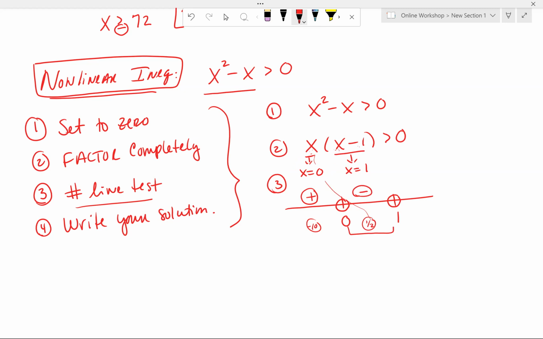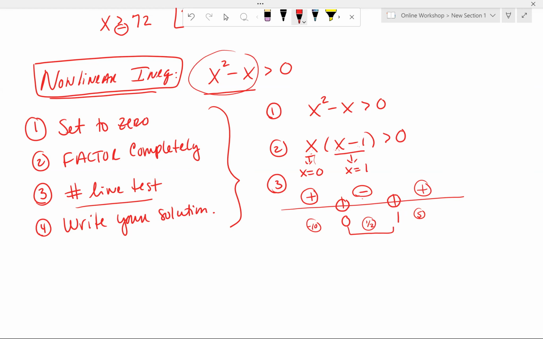If I pick, say, 5, any number to the right of 1 for x, I put that in here for x. A +5 times 5 minus 1 is a +4, and a positive times a positive is a positive. And there's my number line test. What this tells me is where the function right here is positive, negative, and positive.